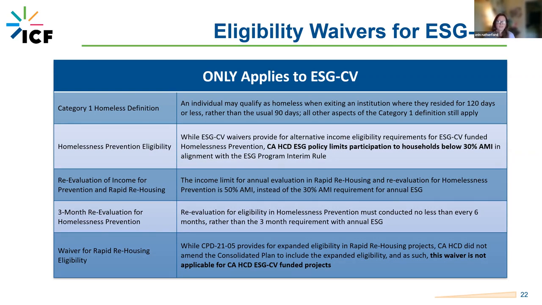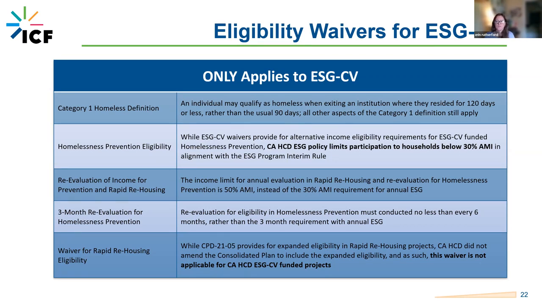For this next one, regarding the reevaluation of income for prevention and rapid rehousing participants, the income limit for annual evaluation in rapid rehousing and reevaluation for homelessness prevention is 50% AMI instead of the 30% AMI requirement for ESG. And I know this sounds confusing because I just said that HP participants have to be at 30% AMI to be eligible for projects. However, once they are enrolled in the HP project, they can have income increases up to 50% AMI when you're conducting that reevaluation, and therefore can continue to receive ESG HP assistance as long as they stay under that 50% AMI. So when they enter, they have to be at 30%. However, they can continue to get ESG if they increase their income as long as they stay under that 50% AMI.